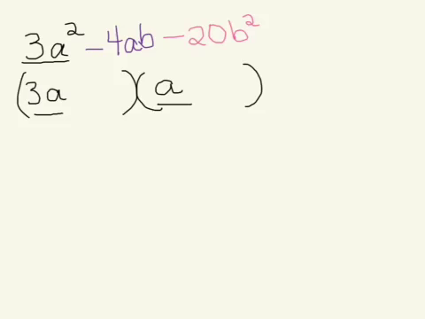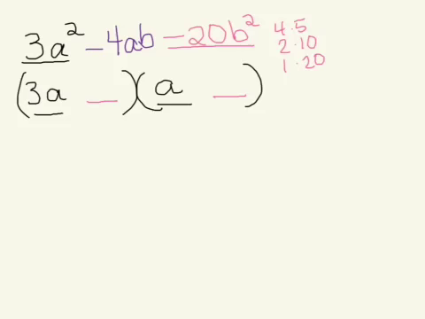Okay, now we get to a little bit trickier part, because we need to find two numbers to fill into the second spots that multiply to give you negative 20b squared. And 20 has several combinations of factors. You could do 4 times 5, you could do 2 times 10, or you could do 1 times 20. And so this is where trial and error comes in. You've got to pick a pair and see if they work.